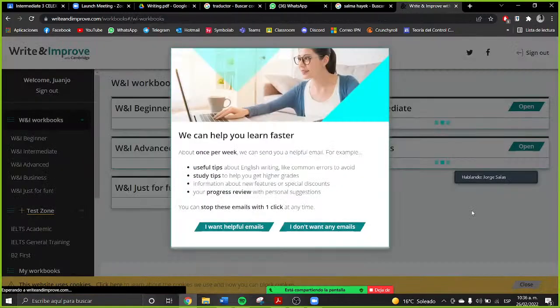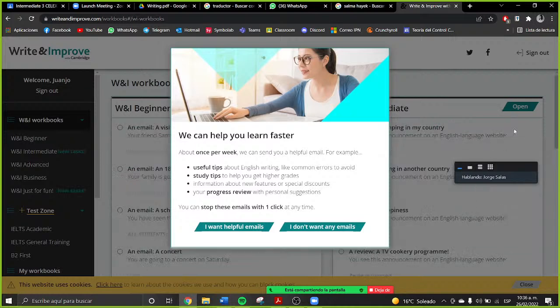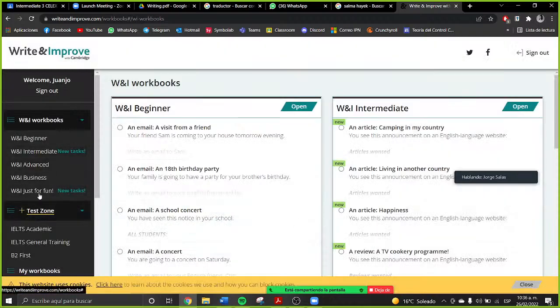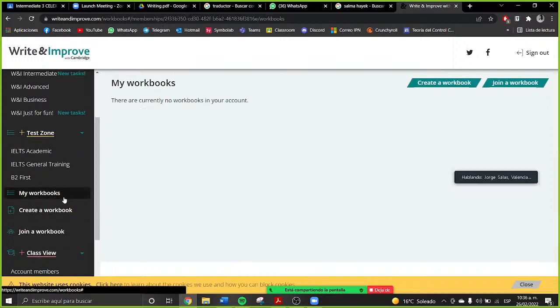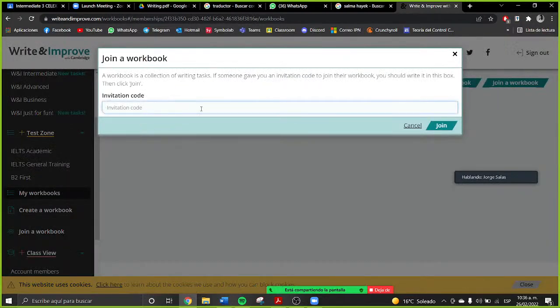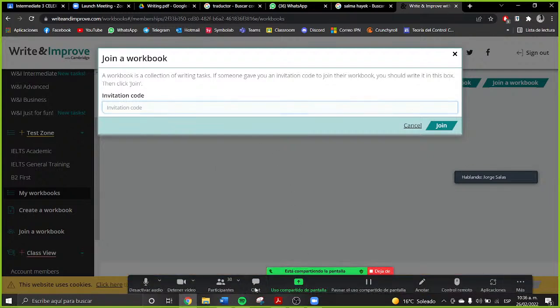Okay, and then on the left, on the menu, on the gray part, you're going to see one section that says my workbooks. Below, join a workbook. Okay, and it's going to ask you for an invitation code. The code that I'm going to share right here on the chat for you to copy and paste, okay, for everyone.